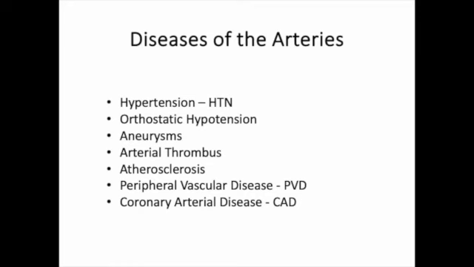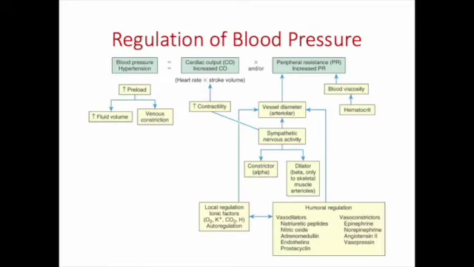Now we're going to move into diseases of the arteries. Just as a review, before we get into more pathophysiological disease processes, we want to talk about the regulation of blood pressure. What causes hypertension is an increase in cardiac output and peripheral resistance, or increased peripheral resistance. Now, what can cause your blood pressure or hypertension? Well, if we have an increase in the preload and the volume increases, it can also cause venous constriction.